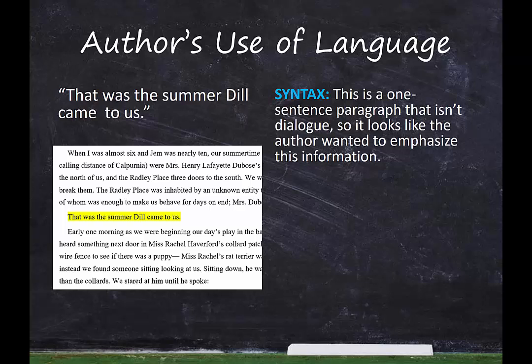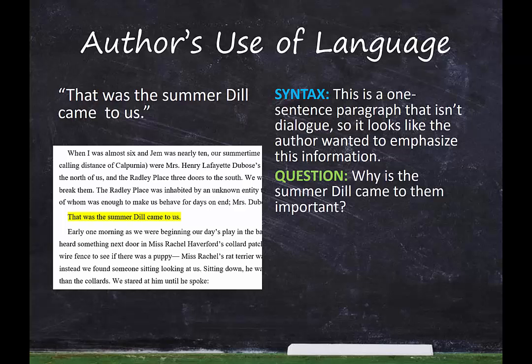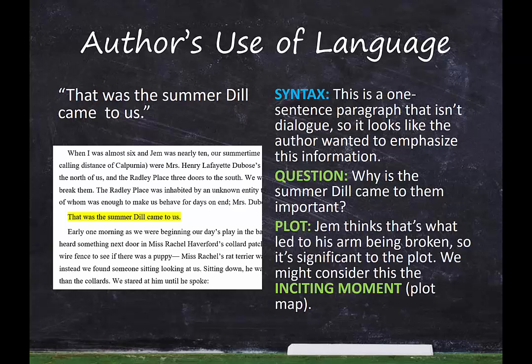But don't stop there. Why is the summer Dill came to them important? And again, don't just stop with the question. Try to answer it. Remember on page 1, we got a bit of foreshadowing when we found out that Jem broke his elbow badly as a kid, and years later he and his sister tried to pin down exactly what started the whole thing. Scout thinks the Ewells started it all, but Jem thinks it began the summer Dill came to us, when Dill first gave us the idea of making Boo Radley come out.